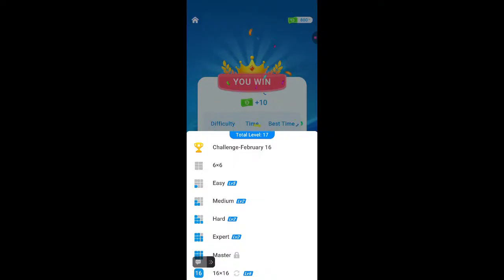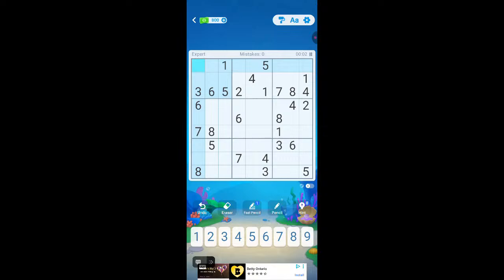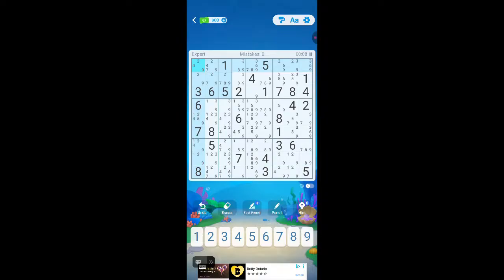So I need to unlock master by doing expert mode. So let's go to expert mode. So obviously 9x9 is much smaller. Fortunately, we do have pencil. We have a fast pencil for some reason. So that's going to save us a bunch of time.